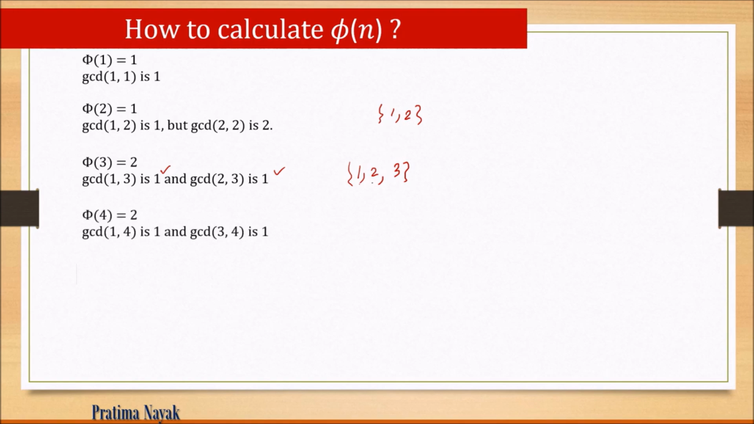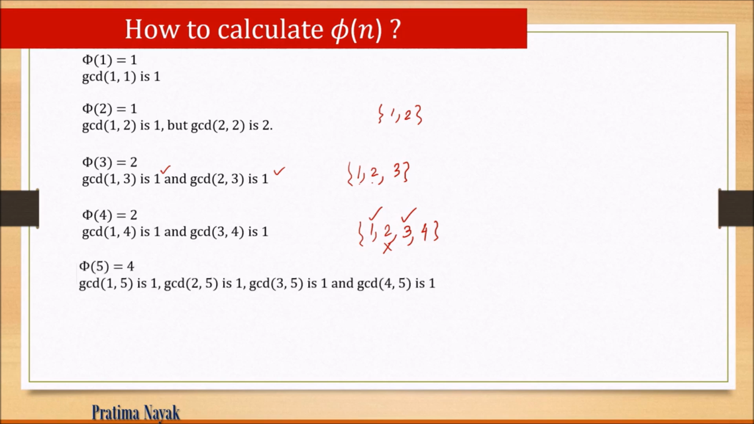Phi of 4. Phi of 4 is 1, 2, 3, 4. So 1 and 4, they are co-prime, so 1 is counted. 2 and 4, 2 is not counted. 3 and 4, again it is counted. So phi of 4 is 2.